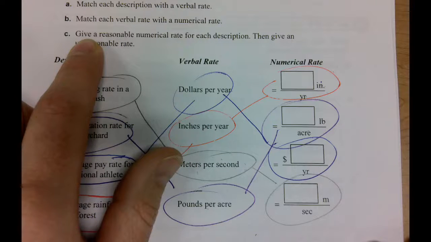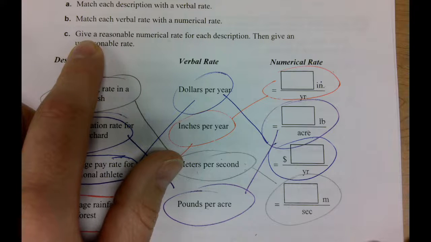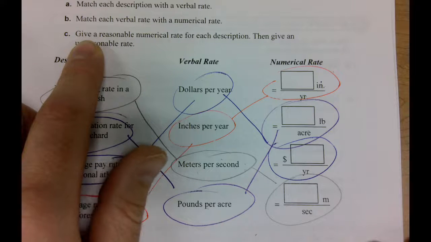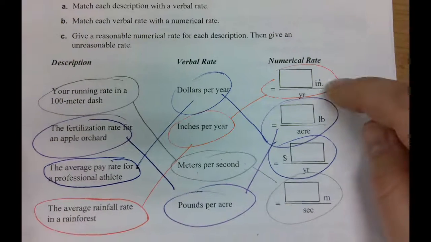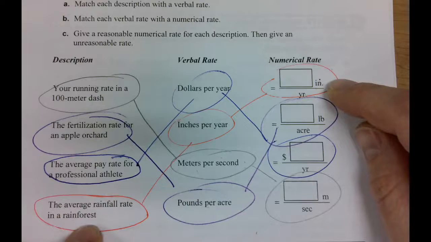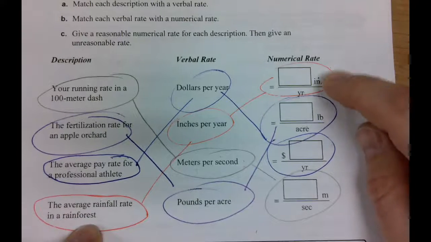Give a reasonable numerical rate for each description. So don't look it up. Don't ask a partner. Don't ask anybody. Just for fun, what do you think the first one is? What do you think the average rainfall in a rainforest is in inches per year?